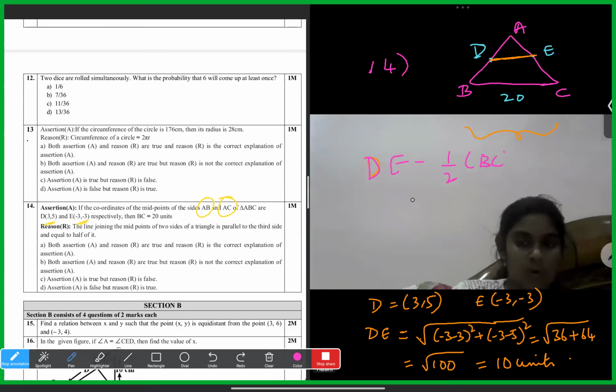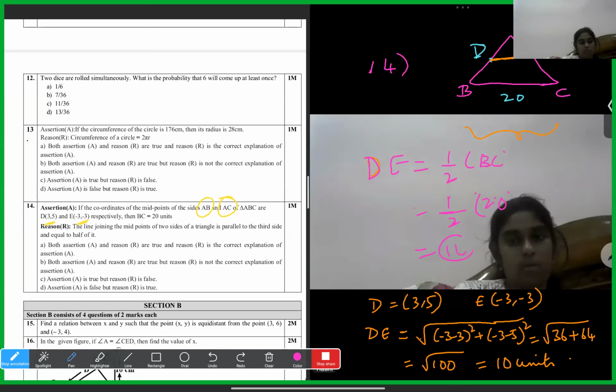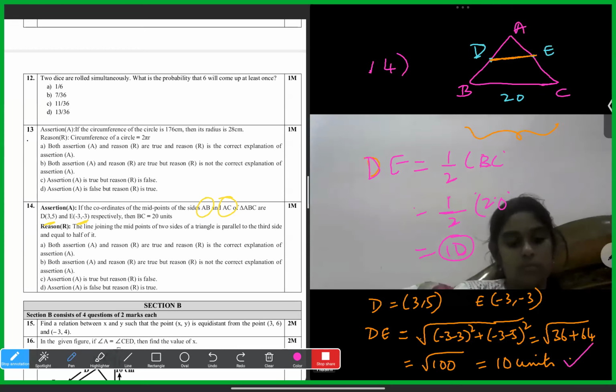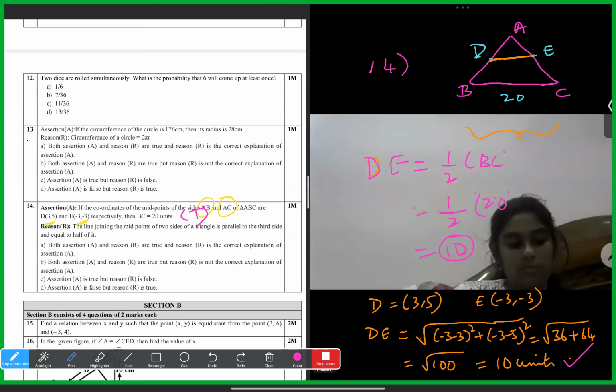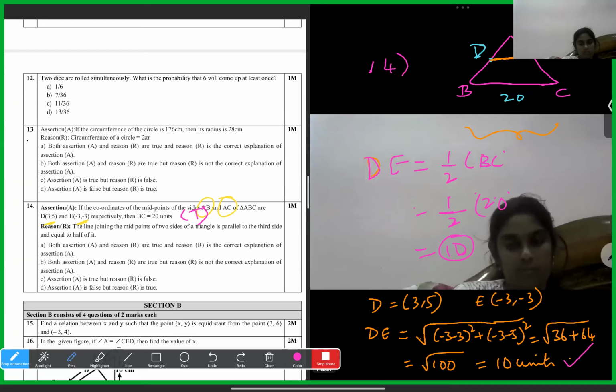The BC they mentioned is 20, Hasni. So clearly half of 20 is 10 only, no? And the DE length we got is also 10 only. So this is true, Hasni. Because if you double the DE distance, we should get BC. Clearly double of 10 is 20, which is BC, as per the midpoint theorem.